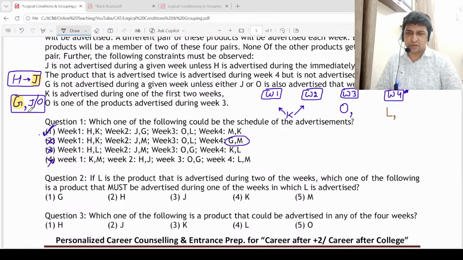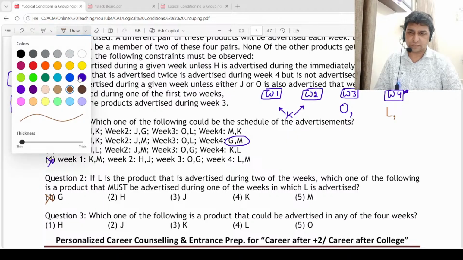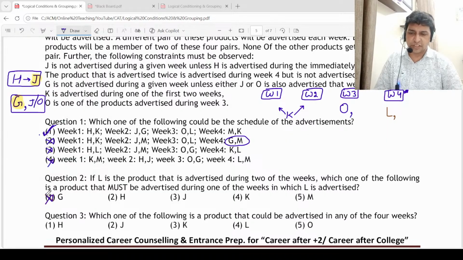Now G has a condition that it has to come with J or O. So that means G cannot be the answer. So G is not the answer because G needs J or O along with it. So along with L it can't come. Now can L be with H? Can it be with J? Can it be with K, or can it be with M? We have to make it a bit. Let's see.